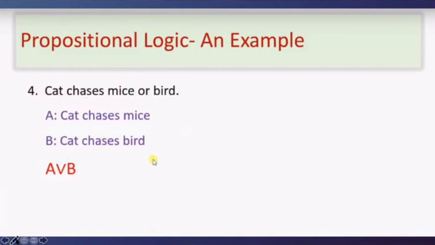Next example is: cat chases mice or bird. So here we have two things, right? Cat chases mice and cat chases bird. So we have two sentences here. And the joint symbol here is disjunction. Disjunction is the or operator we will use. So A or B. In that way we have to use A or B. It is very simple, I think.